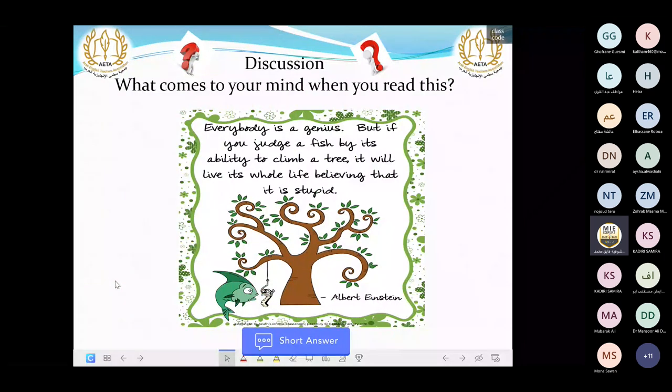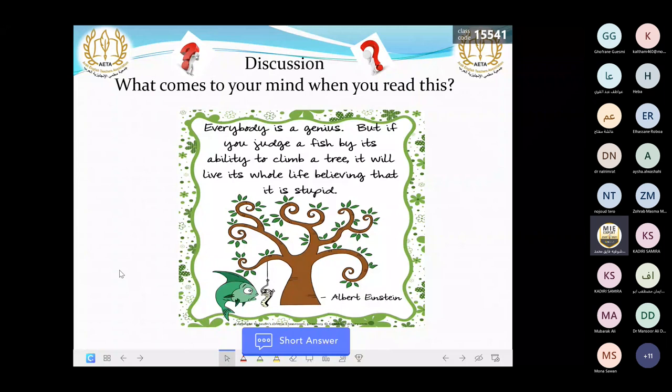Please read it, then try to write any word that comes to your mind when you read this saying. It says everybody is a genius, but if you judge a fish by its ability to climb a tree, it will live its whole life believing that it is stupid.